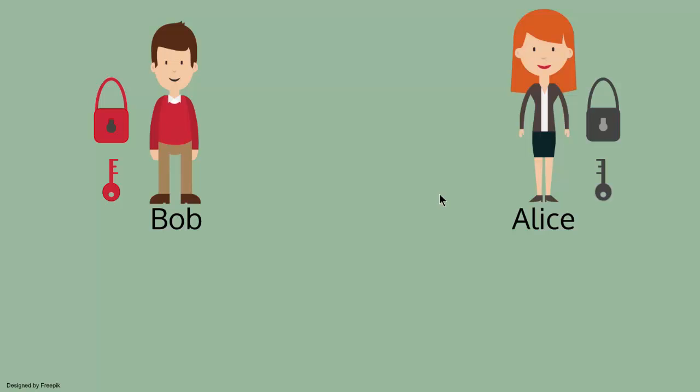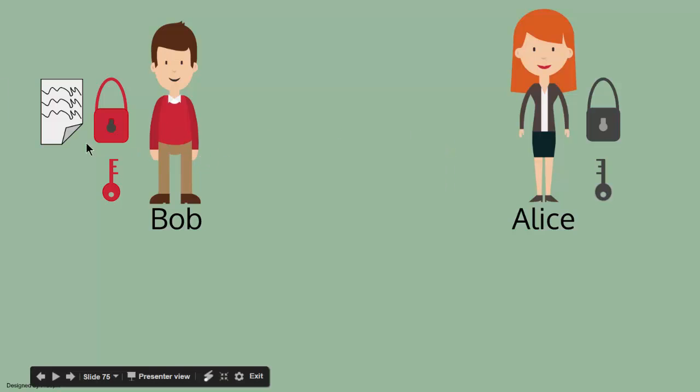However, in asymmetric encryption, the public key is public to everyone. Everyone can see it. So what Bob does in order to send Alice a message, so this is the message and Bob wants to send this particular message to Alice, is he will request or take Alice's public key.